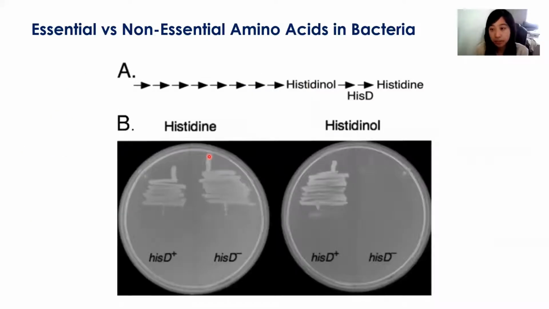So here's another example of this. Here, histidinol dehydrogenase converts histidinol into histidine. If you grow the enzyme-possessing strain and the enzyme-negative strain in media containing histidine, then both strains would grow. However, if you grow them in histidinol, then only the strain that contains the enzyme can grow because it converts histidinol into histidine. The strain without the enzyme cannot grow because it cannot do this conversion, and therefore it cannot acquire histidine.